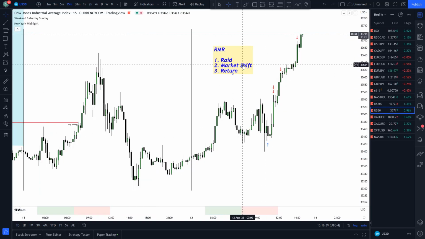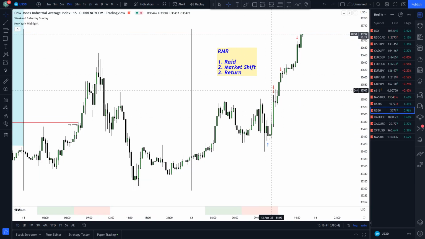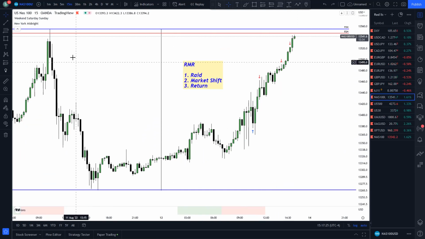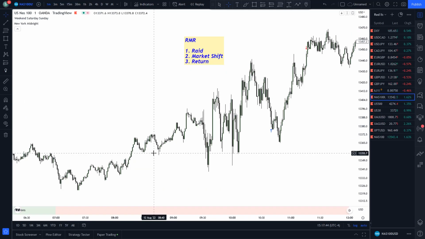Now with the proof out of the way, let's get into how we managed to find this trade and the pattern we can use to find great trades like this one in the future. So we're on the NASDAQ and I'm going to zoom into a 1 minute chart. And if you've watched any of my previous videos, you know that the pattern that we use to trade is the RMR pattern. So first we look for a raid.